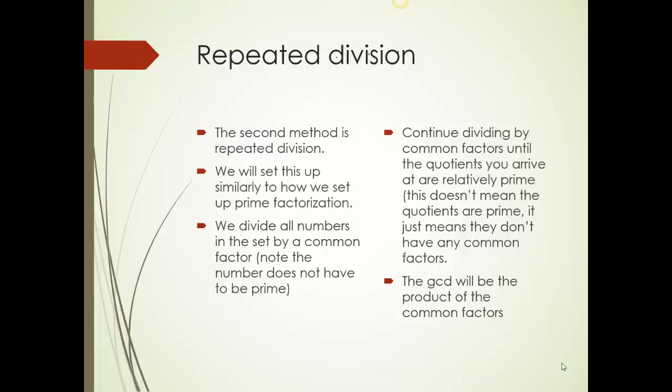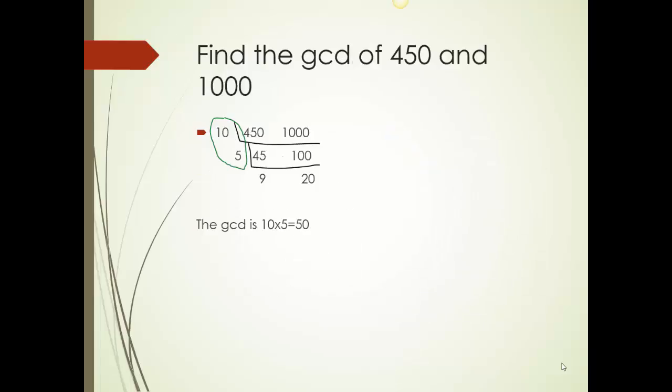If we look at the two numbers and they're relatively prime, we can stop. We'll always go down until we're relatively prime, and then we're done. All the numbers we divided by, we'll find the product of that, and it'll be the GCD. That may not sound like much right now, but let's look at an example, and you'll see it's really quite easy.